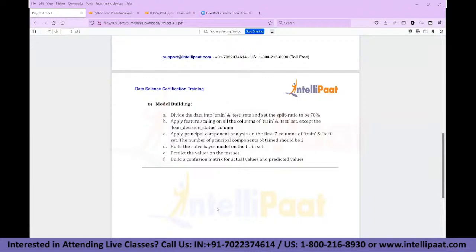So the training set is nothing but the data which you are showing your algorithm, so that this is how the loan data has been.